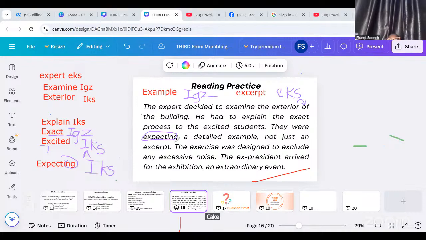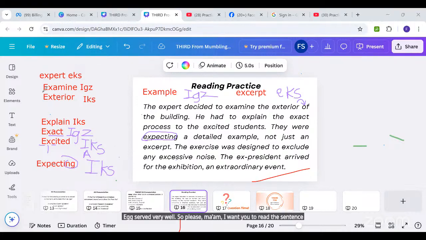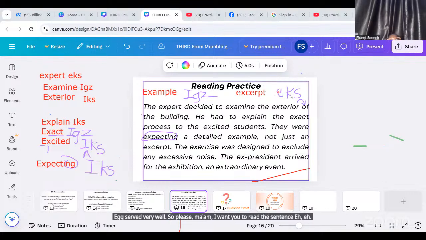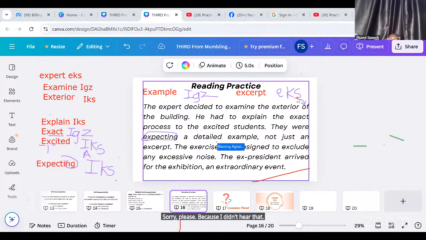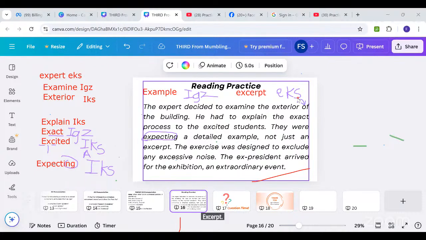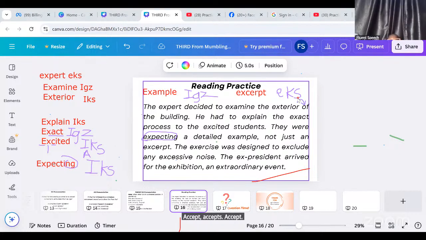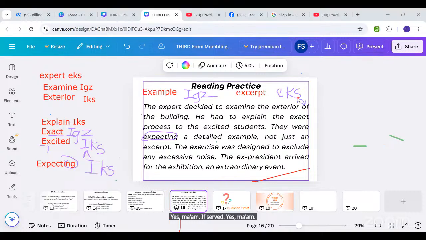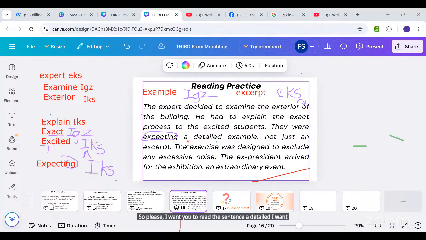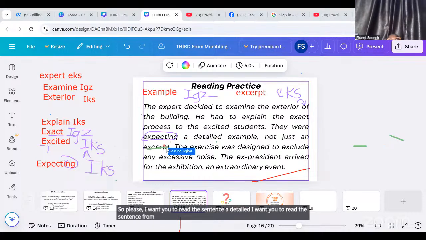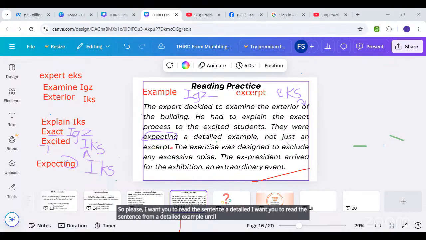Excerpt. Very well. Please, ma'am, I want you to read the sentence. Sorry, I didn't hear that. Excerpt. Yes, ma'am. So please, I want you to read the sentence from a detailed example until excerpt. Okay. Yes, ma'am.